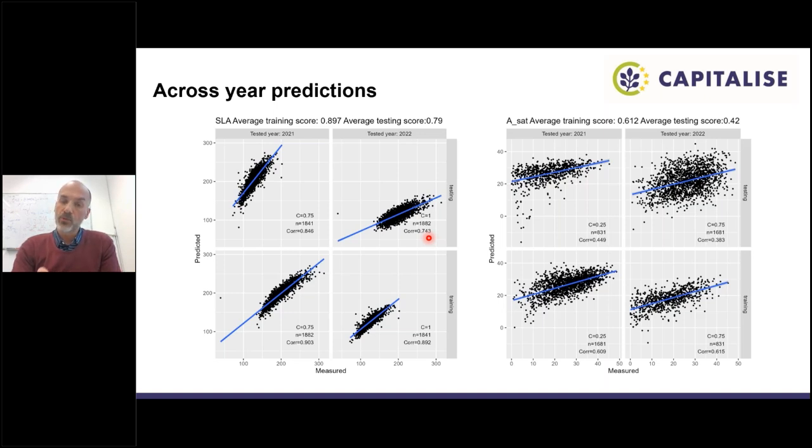While this is a parameter on which the models perform quite well, we have other scenarios and other traits, like for instance the saturated net photosynthesis rate, where the correlation has actually dropped by about a third from the training to the testing year, as you will observe from the correlations shown diagonally.